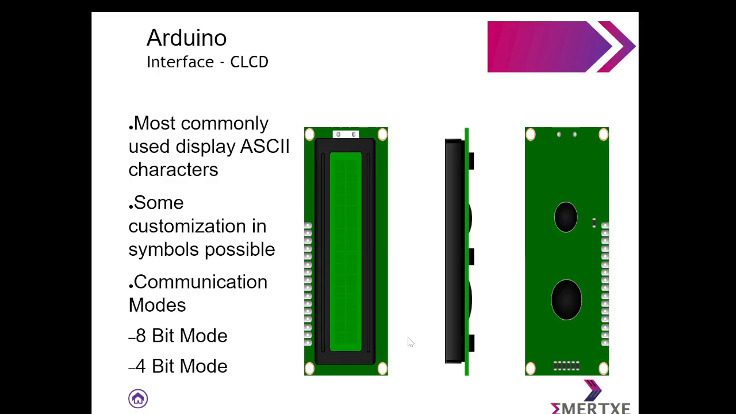And next, CLCD. Arduino interface CLCD, most commonly used to display ASCII characters. Some customization in symbols is possible, and communication modes like 8-bit mode and 4-bit mode.